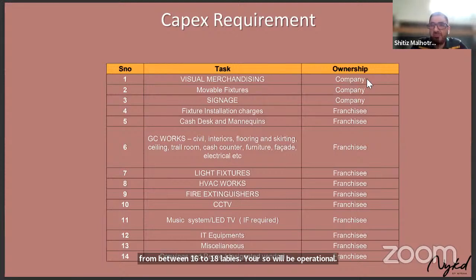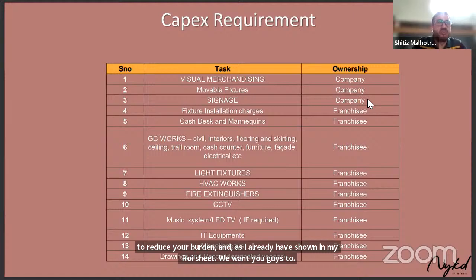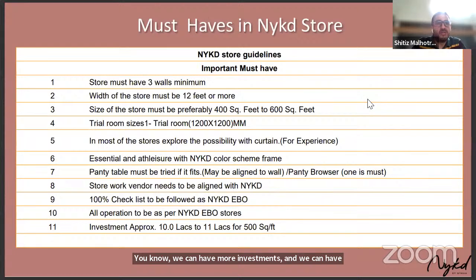And the first 3 things will be completely provided by us. Why we are providing these first three things is that we want to reduce your burden. And as I have shown in my ROI sheet, we want you to make money faster so that we can have more investments and more stores opening soon.